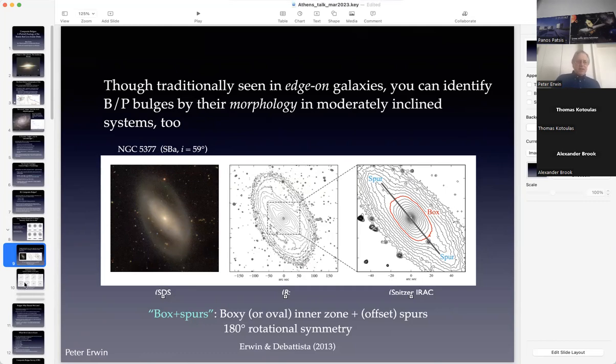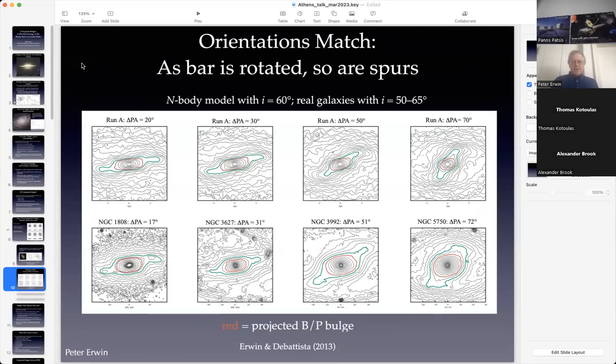And this is an example of a comparison between an N-body simulation that formed a bar with a boxy peanut bulge. And these are the top panels. What we've done is we've taken this and rotated it so it has an inclination of about 60 degrees, and then we've produced a view of it. The red isophotes outline the projection of the vertically thick boxy peanut bulge. The green isophotes outline the outer vertically thin part of the bar. And all we've done is rotate the bar relative to the major axis of the disk as we go from left to right. That's what the delta PA shows.